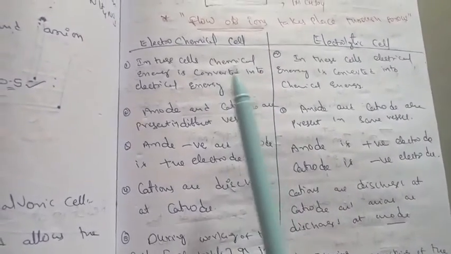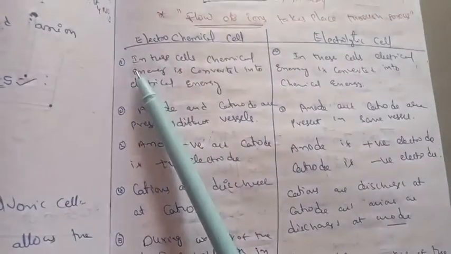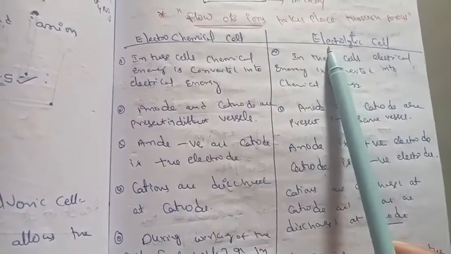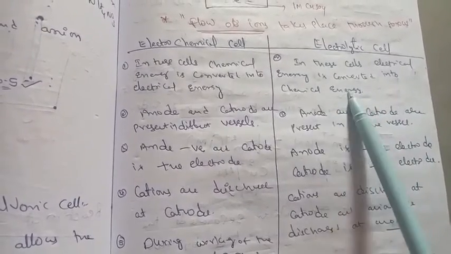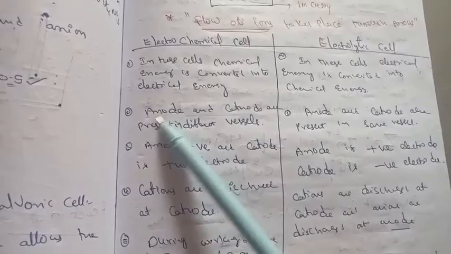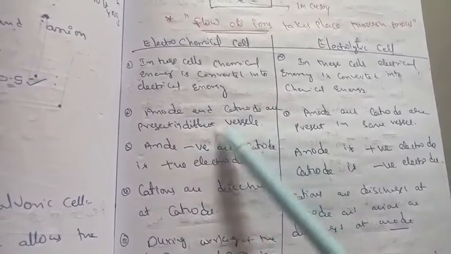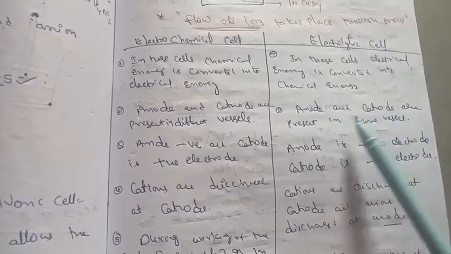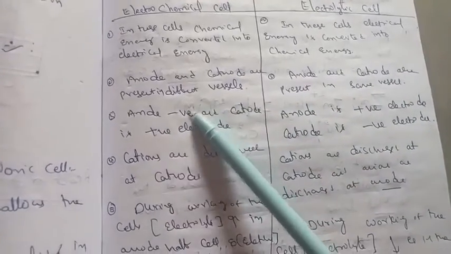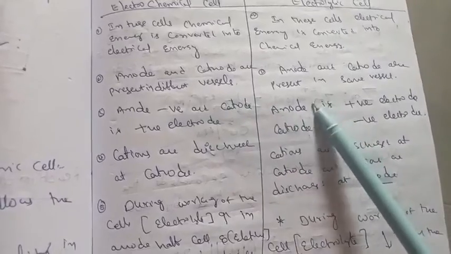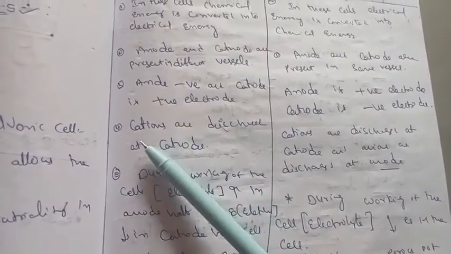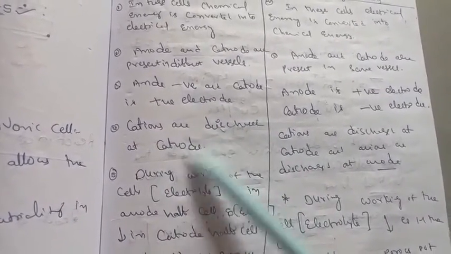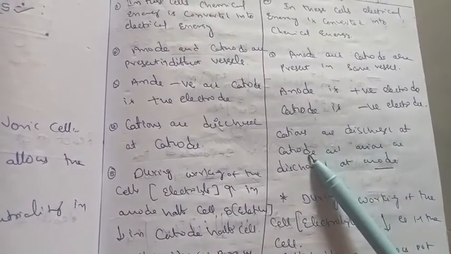Now the difference between the electrochemical cell and the electrolytic cell. In the electrochemical cell, chemical energy is converted into electrical energy, whereas in the electrolytic cell, electrical energy is converted into chemical energy. In the electrochemical cell, anode and cathode are present in different vessels, whereas in the electrolytic cell, they are present in the same vessel. In the electrochemical cell, the anode is negative and the cathode is positive, whereas in the electrolytic cell, the anode is positive and the cathode is negative. Cations are discharged at the cathode and anions are discharged at the anode.